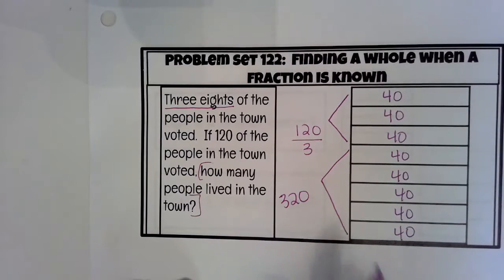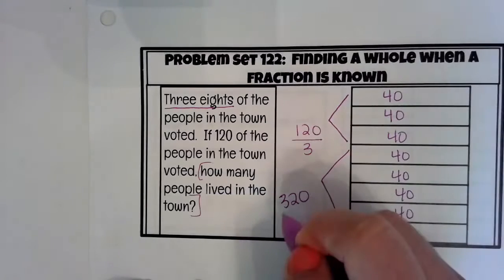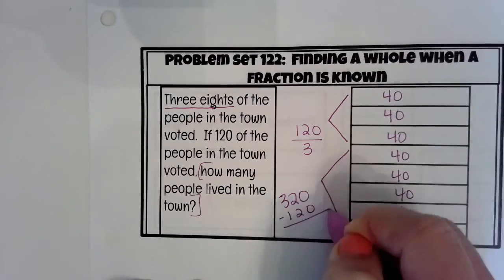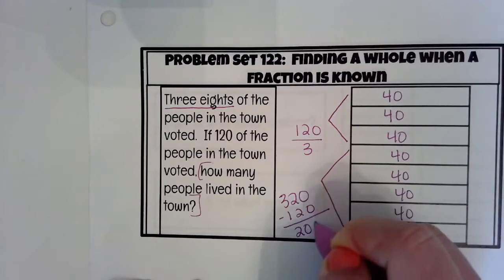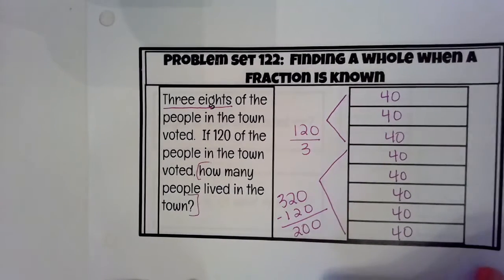Now maybe the problem would say if 120 people in the town voted, how many people didn't vote? How would we figure out that? Yeah, we would take this total number and subtract it from the people that did vote. Minus 120, and that's going to give us a total of 200 people that did not vote, while 120 did.